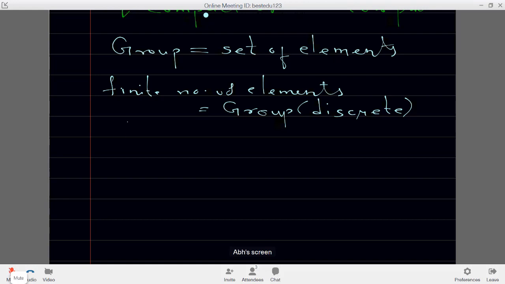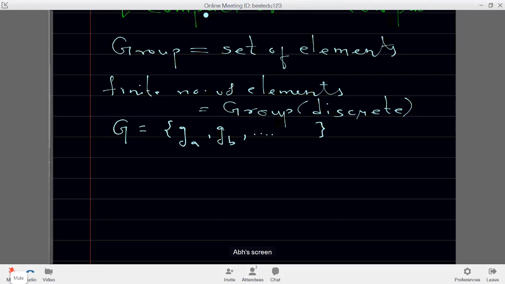A group is a set of elements, so you should write it as a set, and it contains elements, so you put some elements. So let GA be an element, GB be an element, and so on. If there are infinitely many elements, then they come under the category of Lie group. If there are finite elements, then they come under the category of discrete group.